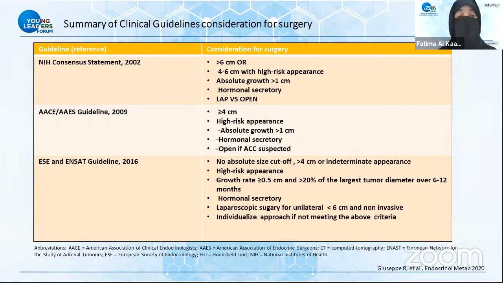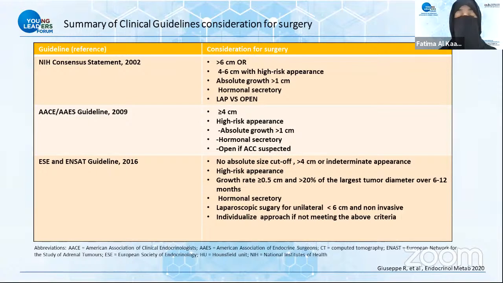The AACE in 2009 recommends surgery for more than or equal to 4 centimeter, high risk appearance, absolute growth more than 1 centimeter, hormonally secretory, and open surgery if adrenal cortical carcinoma is suspected. The European 2016, there is no absolute cutoff for surgery.